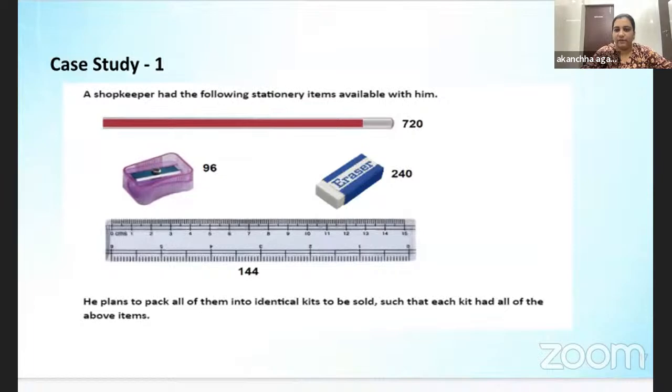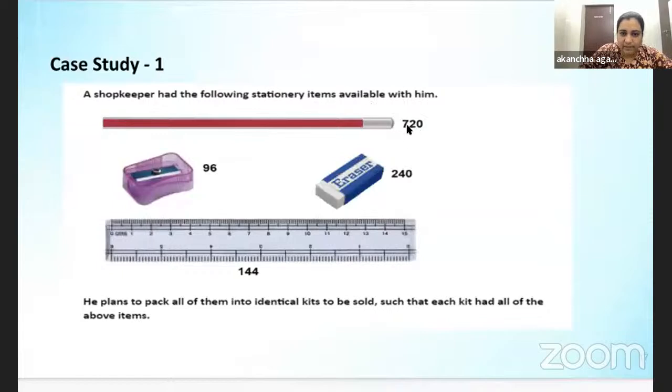Message me. Tell me if you have identified the problem, the topic from which it is taken. Very good. It is taken from HCF and LCM. Let's go on. It says that a shopkeeper had the following stationery items available with him.